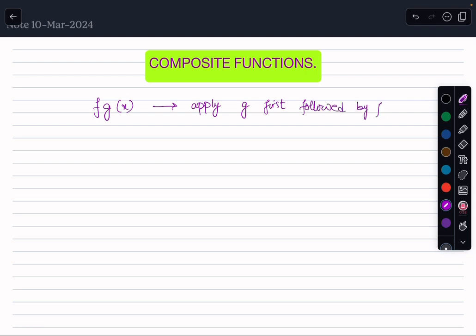In the same manner, if I give you a function gf of x, then that means apply f first, followed by g.